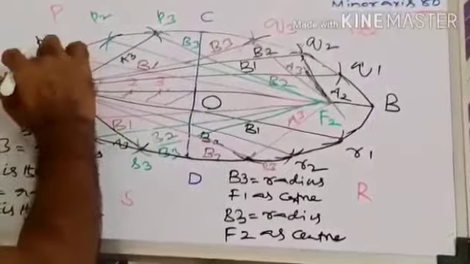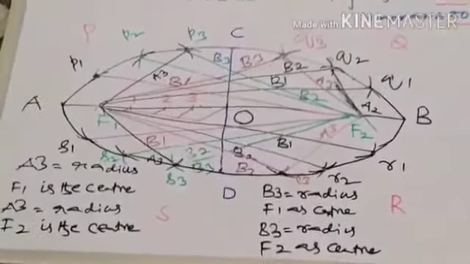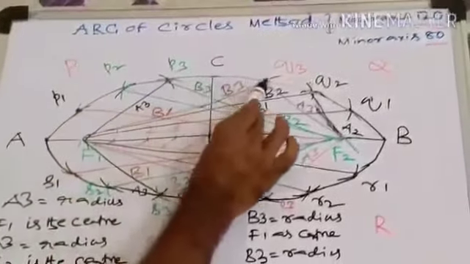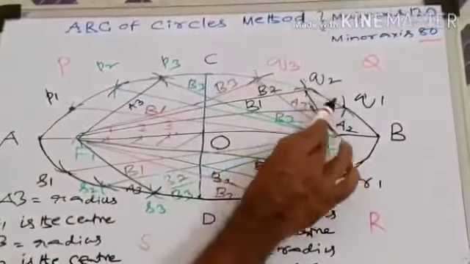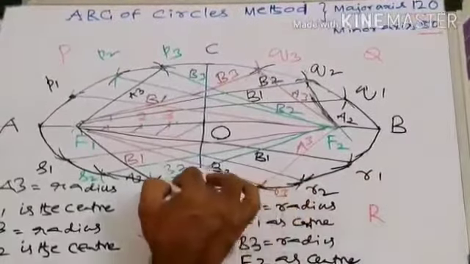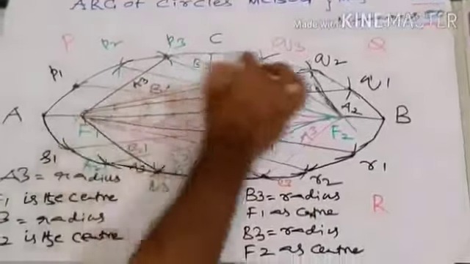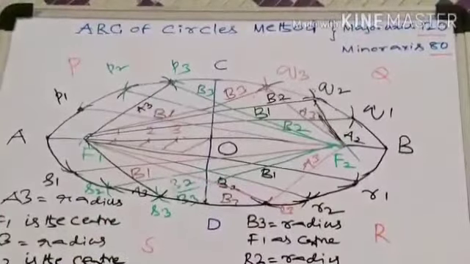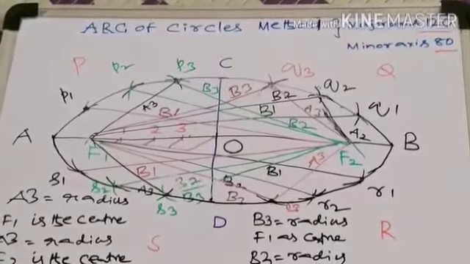B, A. Now you can observe you are having A, P1, P2, P3, C, Q3, Q2, Q1, B, R1, R2, R3, D, S3, S2, S1 in the form of an ellipse.